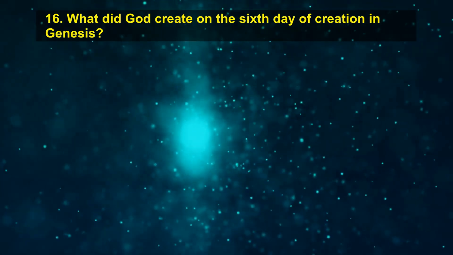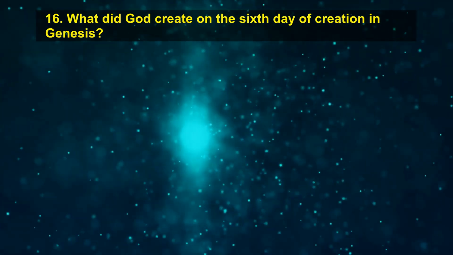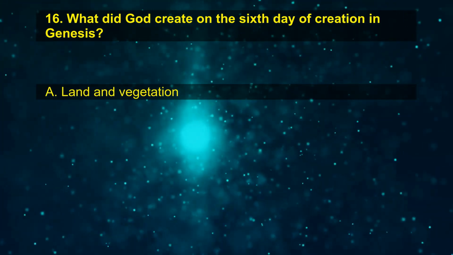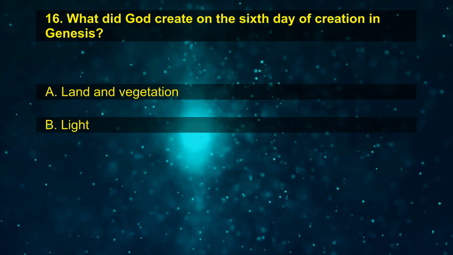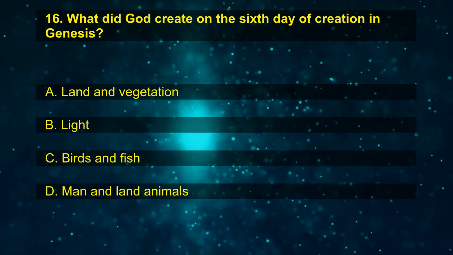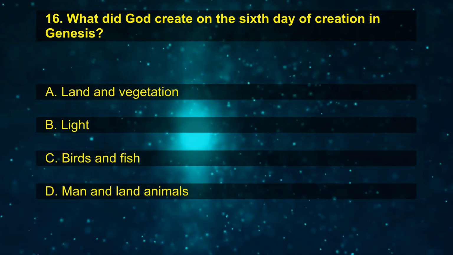16. What did God create on the sixth day of creation in Genesis? A. Land and vegetation. B. Light. C. Birds and fish. D. Man and land animals.